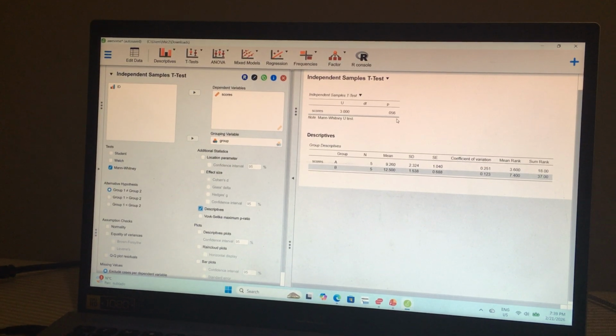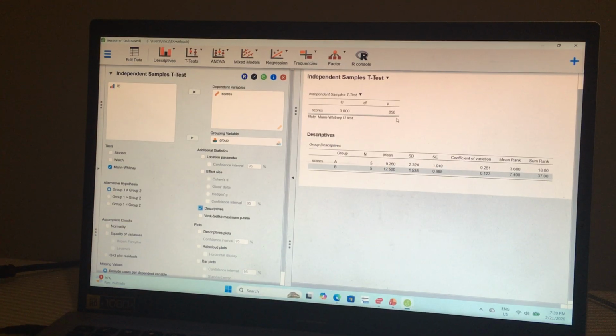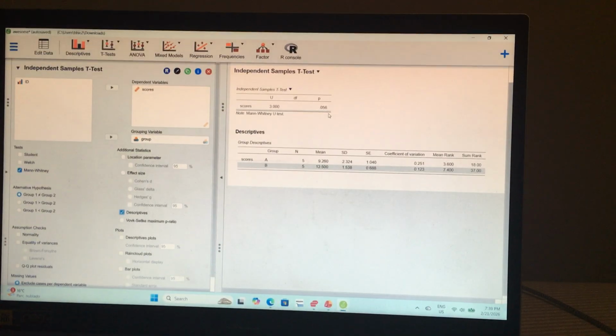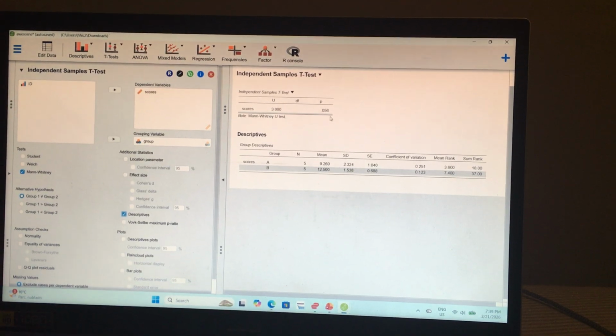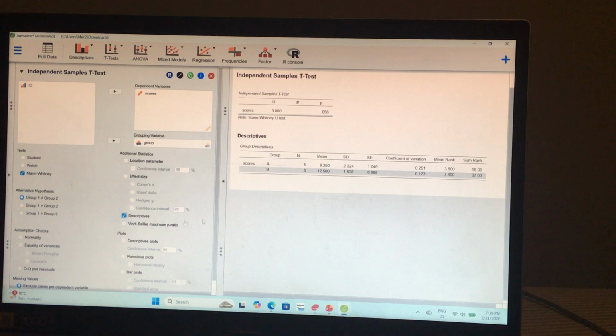So note that instead of reporting the mean and the standard deviation, we just reported the medians in this example. In place of these medians, we could also report the mean ranks, which again are obtained in our software when you run this test by checking the descriptives box, which we did, okay?